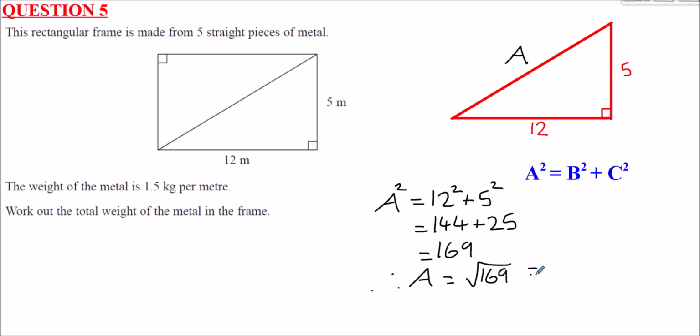Be thinking right now, this is a non-calculator paper, so imagine that these questions are going to involve fairly nice numbers. They're very unlikely to give you a question where you have to square root a really horrible number. So this is going to be a whole number. I know 12 squared is 144. Try the one above it, 13 times 13. So A, the square root of 169, is actually 13. Now I know what A is, I can add this to the diagram. That's 13.